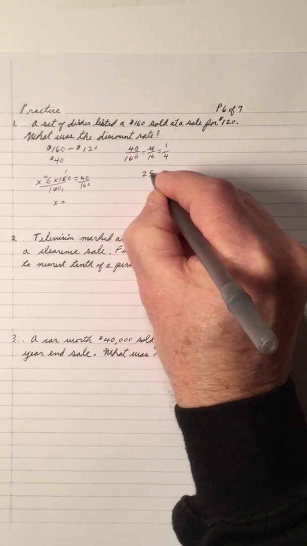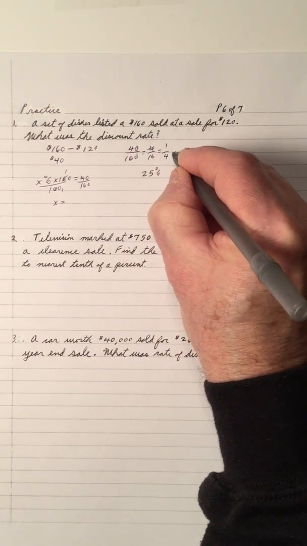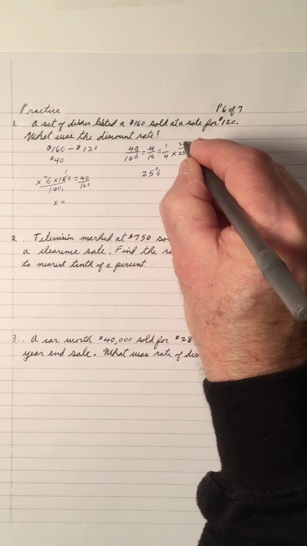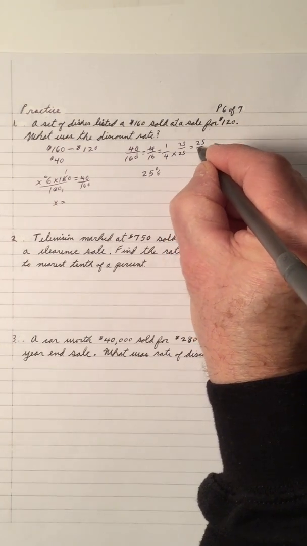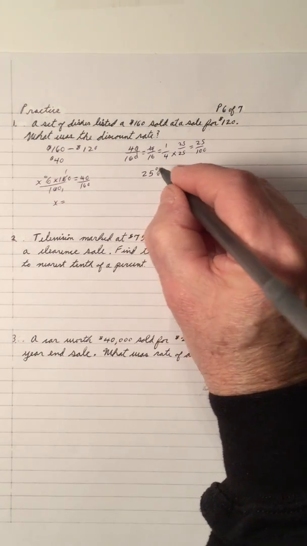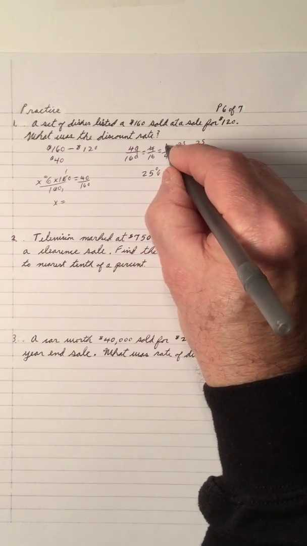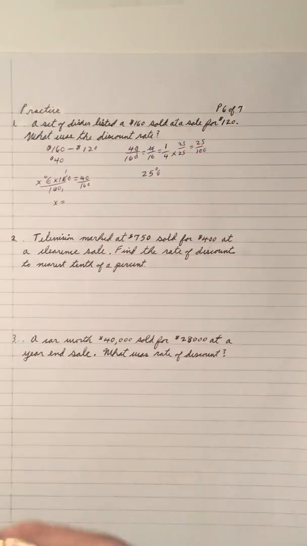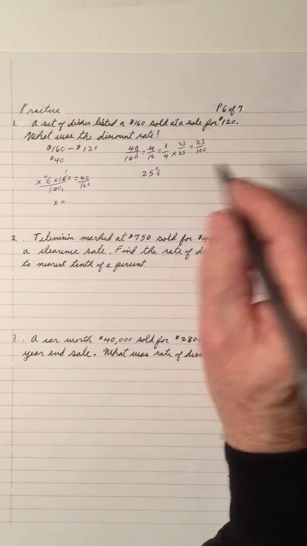1/4 is 25%. Because if you multiply by 25 over 25, you get 25 over 100. 25 over 100 is 25%. Or you memorize that 1/4 is automatically 25%. So that's your amount of discount.